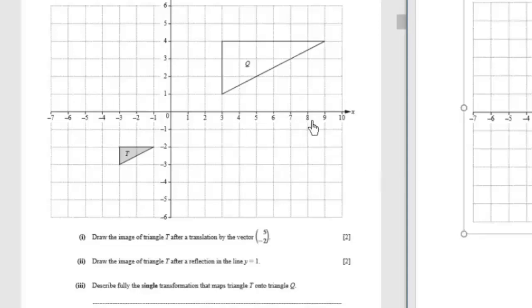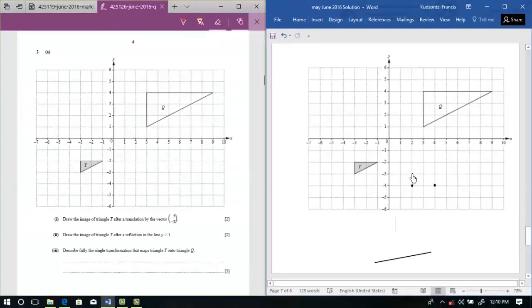Then we repeat the same process. We start here. We move 5 units: 1, 2, 3, 4, 5. Then we move 2 units down, 1, 2. So we are here, that is 2, negative 3, 2, negative 4. Then for the last one, we move 1, 2, 3, 4, 5. We move 2 units down, 1, 2. So we are here, that is 2, negative 5.